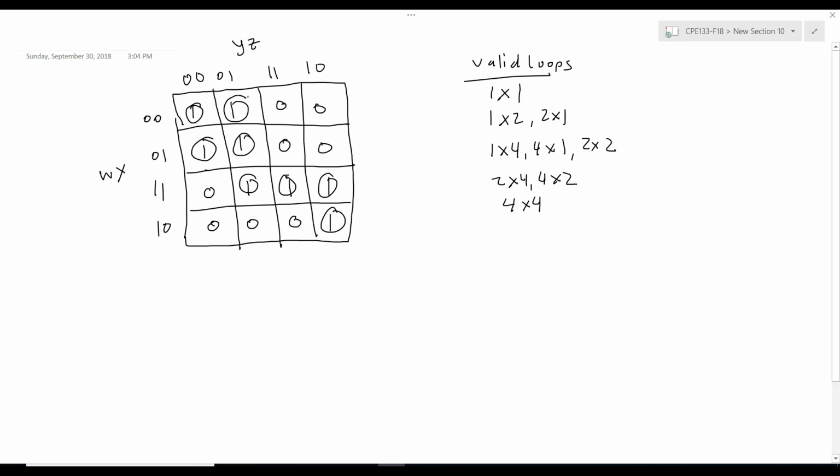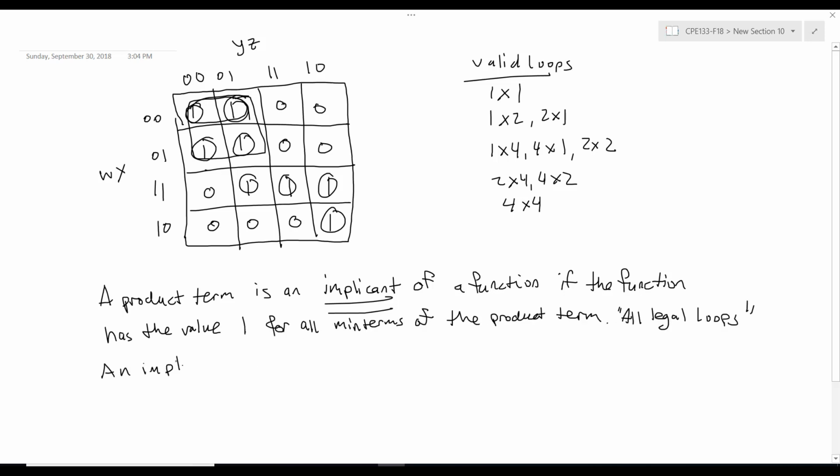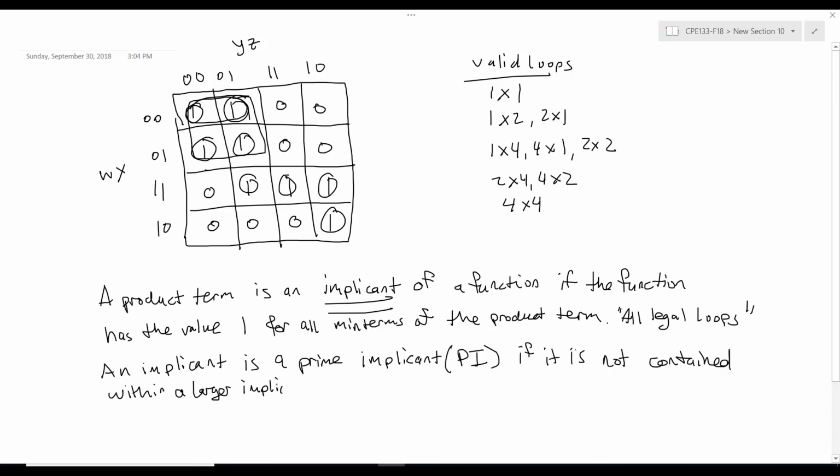And some of the bigger loops as well. So this 2 by 1 by 2, or this 2 by 2. A product term is an implicant of a function if the function has the value 1 for all minterms of the product term. In other words, all legal loops. Now an implicant is considered a prime implicant if it's not contained within a larger implicant, or in other words, all the biggest loops. So for my example K-map, I have this prime implicant, a 2 by 2.